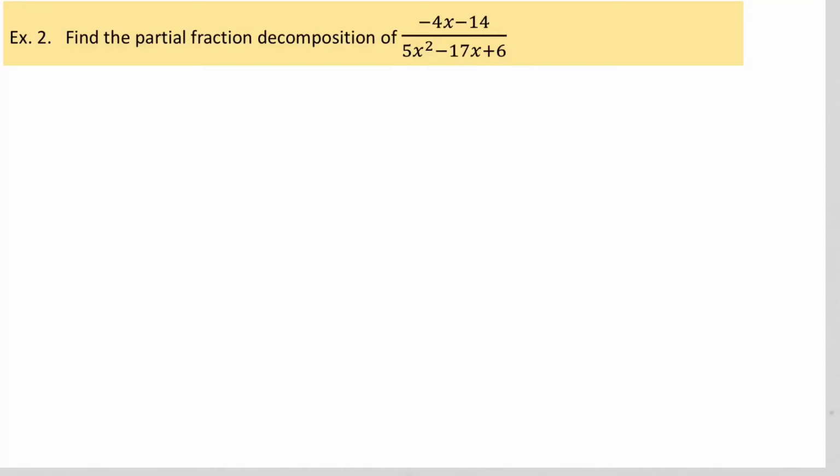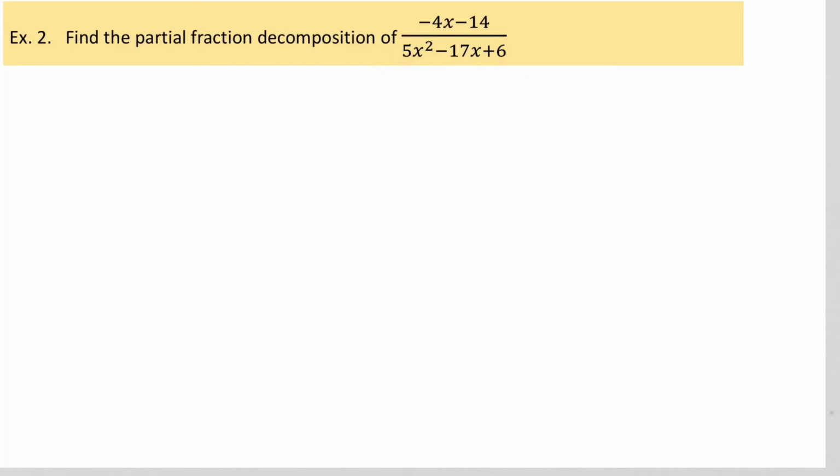All right, so we have find the partial fraction decomposition of this thing here. Okay, so it's got a quadratic expression in the denominator right now, and we want to check and see whether that can be factored any further. So we actually want to do the factoring.